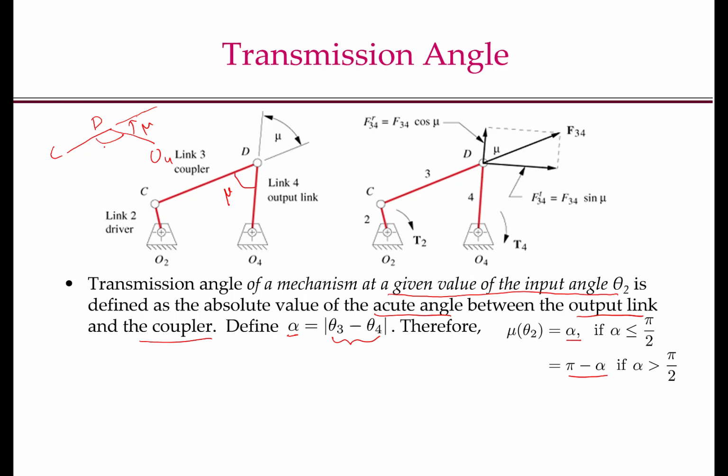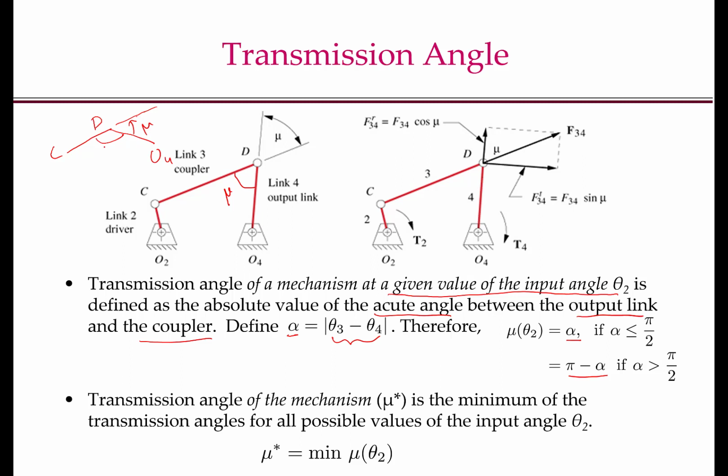This is by definition. The transmission angle of the overall mechanism, which we denote as mu star, is the minimum of the transmission angles for all possible values of the input angle θ2. For each feasible value of θ2, we will get one value of mu, and if I take the minimum over all the possible θ2's, that is my mu star. Note the difference in the definition in the second bullet point versus the first bullet point. When we talk about the transmission angle of a mechanism, we are interested in mu star and not mu.